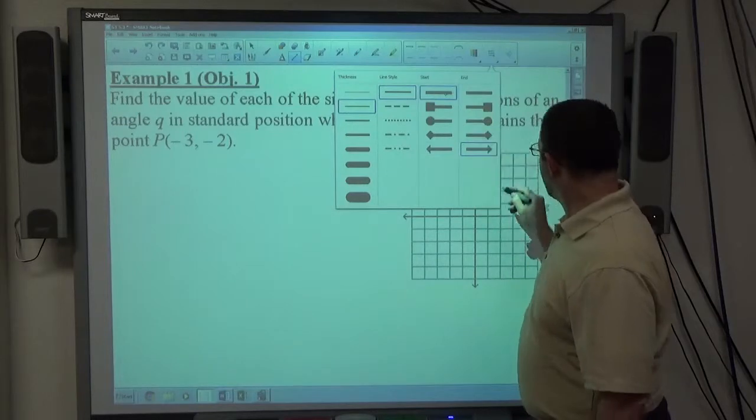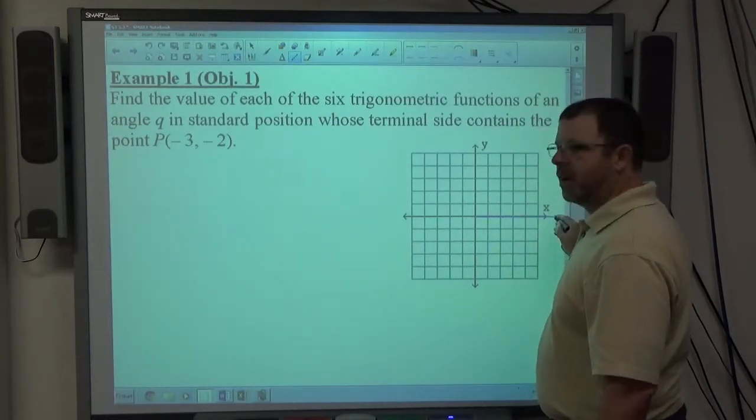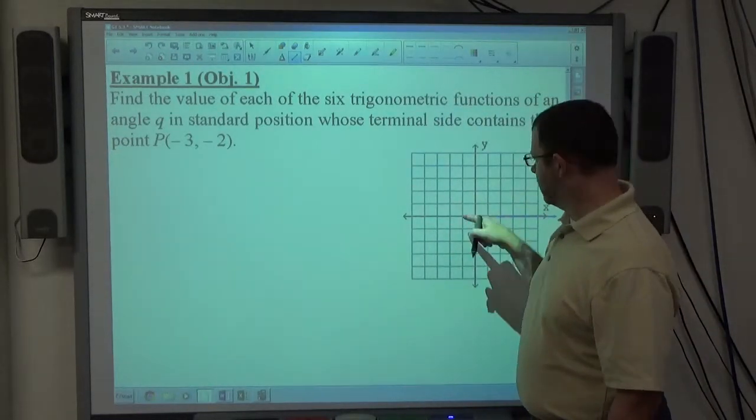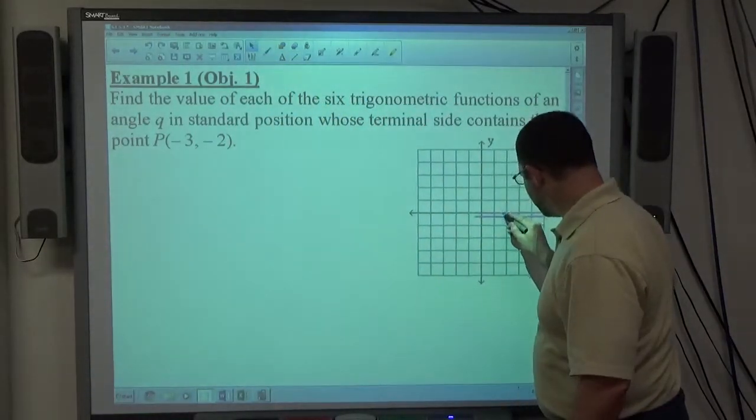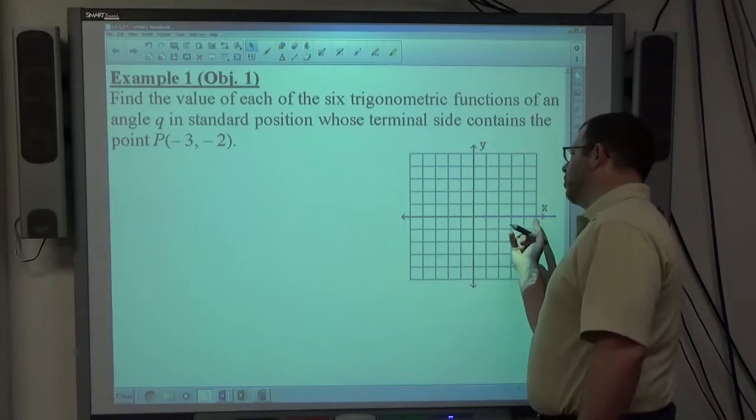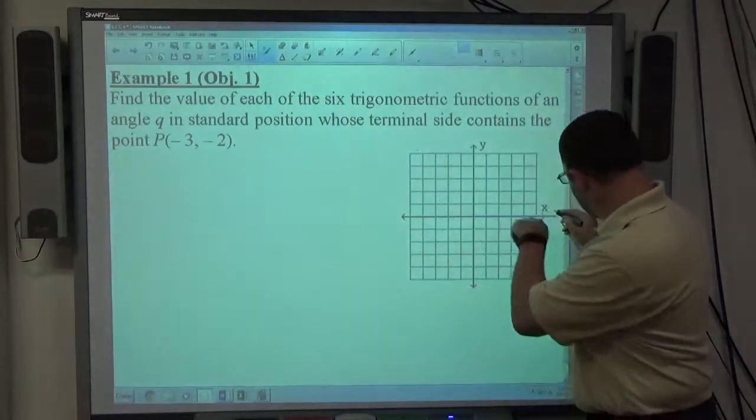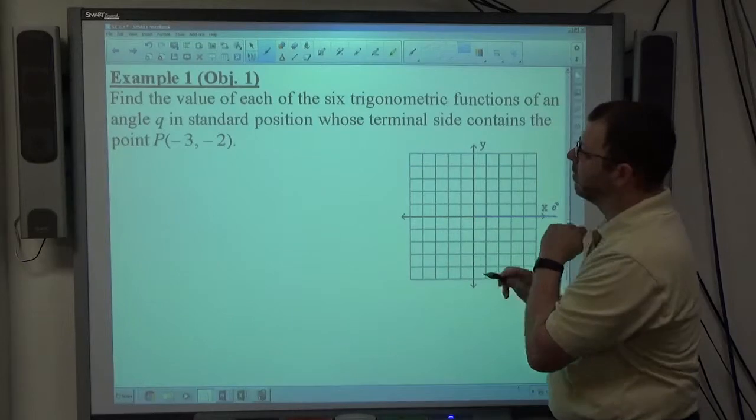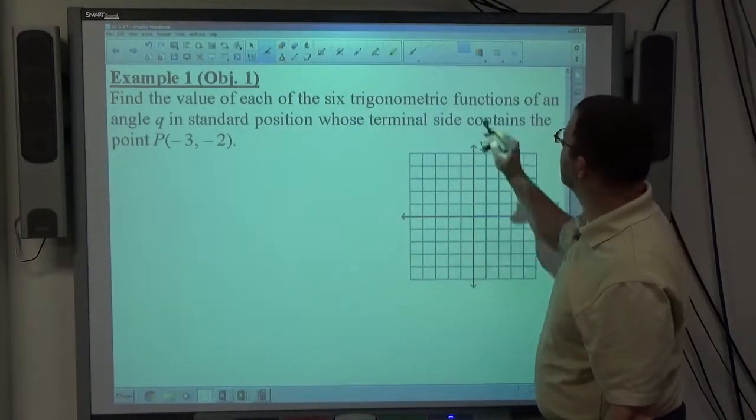So we're measuring starting here, and then we go around that, so basically our center is 0, 0, and we're going to rotate counterclockwise around the xy axis. So this represents 0 degrees. We're measuring that direction. It says the terminal side contains the point -3, -2.